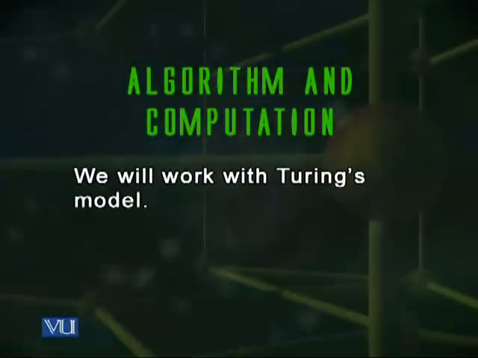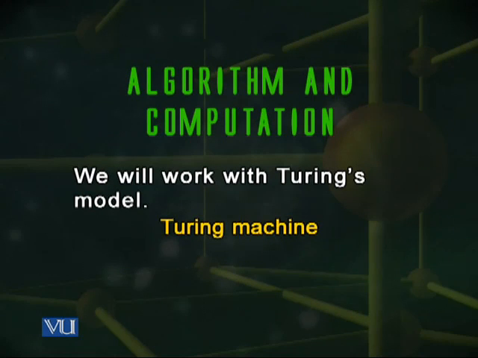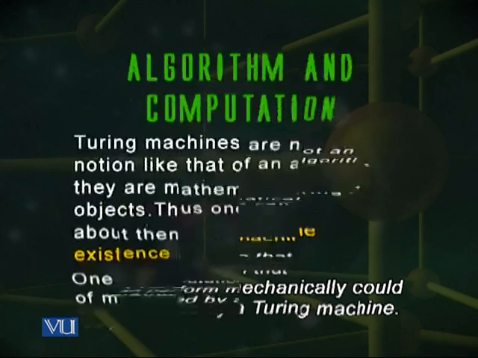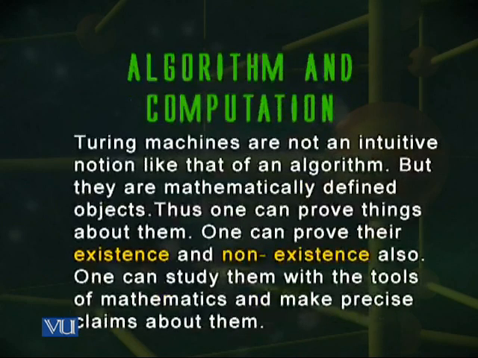We will work not so much with Church's model as with Turing's model. Turing came up with an idea of computing machines that we now call Turing machines. He proposed that every computation that we perform mechanically could be performed by a Turing machine. The good thing about a Turing machine is that it is not an intuitive notion like that of an algorithm, but a mathematically defined object. Thus, one can prove things about Turing machines, prove their existence and non-existence, study them with the tools of mathematics, and make precise claims about them.